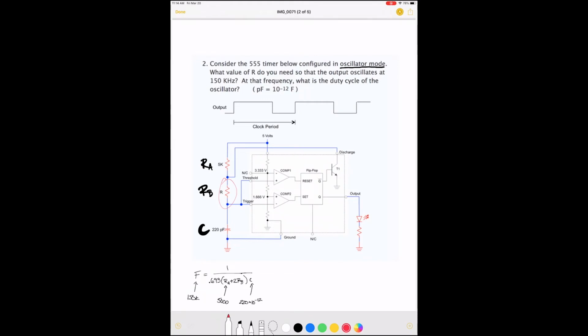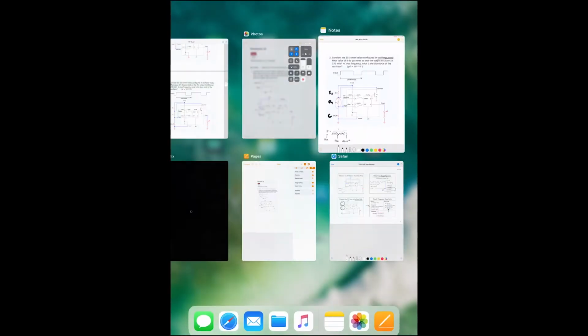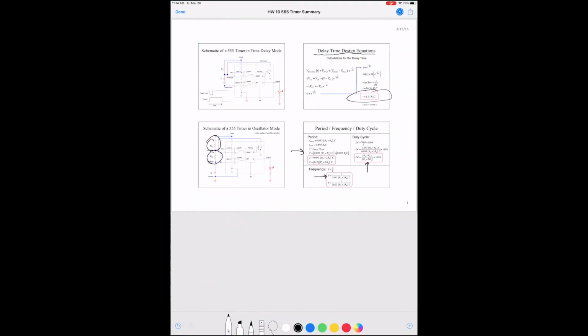So the next part of the question says, at that frequency, what is the duty cycle of the oscillator? To do this, we just need to use this duty cycle equation from before. But before we do that, let's talk about what a duty cycle is. Up here in the notes, there is a smaller equation that says that the duty cycle is equal to the T high divided by the period times 100%. All that means is the duty cycle is the percent of time that a signal is in its high state.